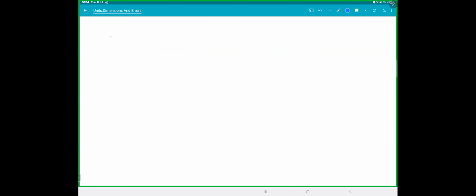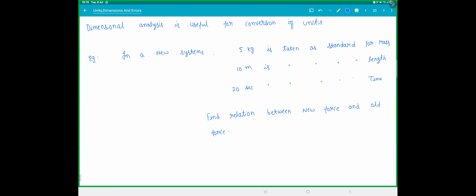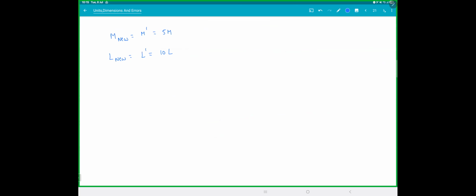Let the new dimensions be M new, let's call it M dash. You're calling 5 kgs the new unit, so this is 5 times the old M. The new mass is 5 times the old mass. Let the new length be L dash. Length is 10 meters, so the new length is 10 times the old length. The new time is T dash. 20 seconds is the new unit, so the new time unit is 20 times the old time. Is this making sense? Now, what is the new force?